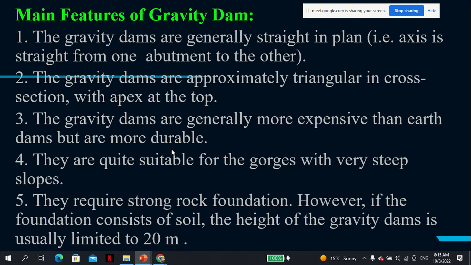So the gravity dams are generally more expensive than earth dams. Of course, I already said this, and they are quite suitable for gorges with steep slopes. They require a strong rock foundation, of course. However, if the foundation consists of soil, the height of the gravity dam is usually limited to 20 meters. Basically, this is a bearing capacity issue. If the foundation is soil, then the limitation is based on bearing capacity, because when you impound using concrete, and concrete has very good shear strength, once you impound a lot of water, the water will find the weakest material and fail there. So if concrete is very strong and the soil is weak, when you impound, the amount of forces are increasing. So you have to limit based on the bearing capacity that is available.